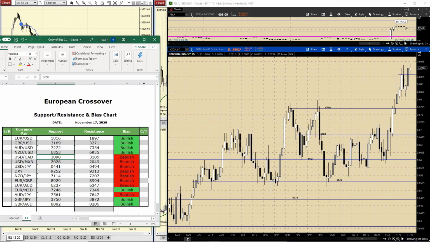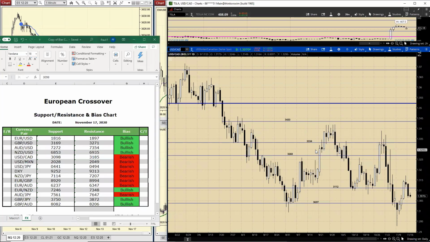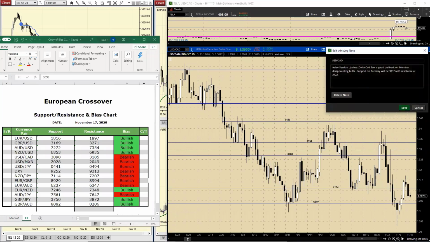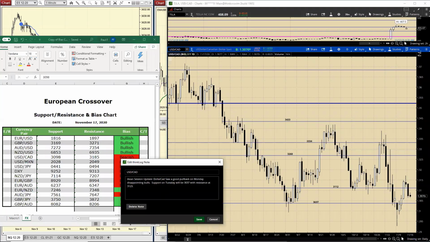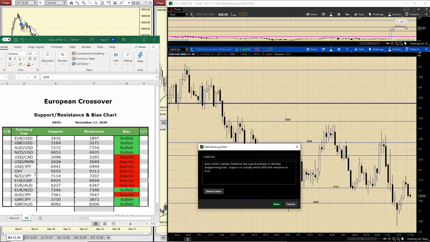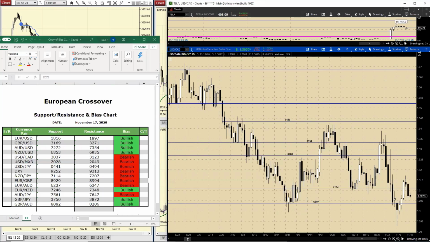Onto the dollar CAD. The dollar CAD saw a good pullback on Monday, disappointing bulls. Support on Tuesday will be 30.37 with resistance at 31.23. Obviously still bearish. Let's move on to the dollar peso.